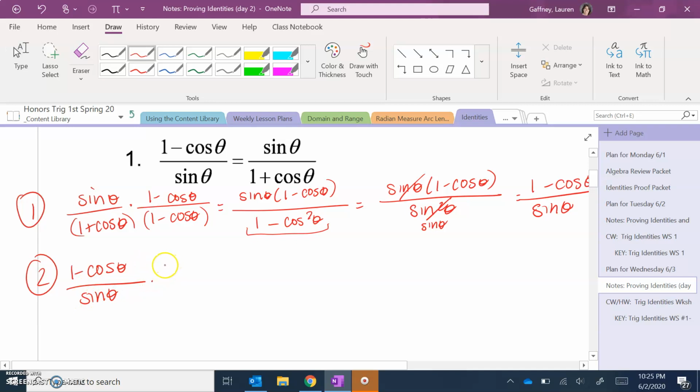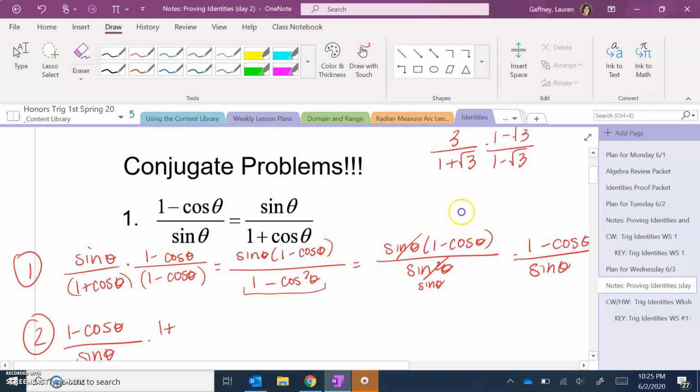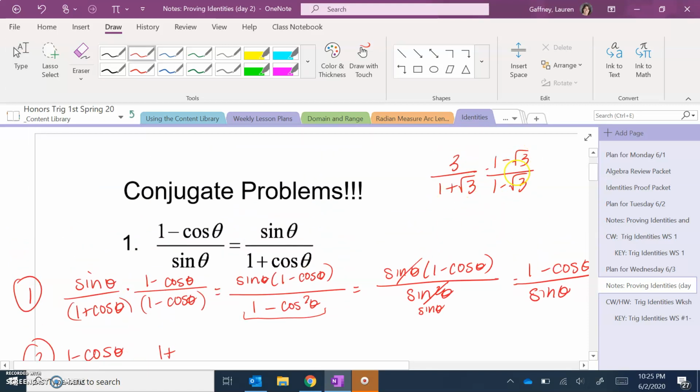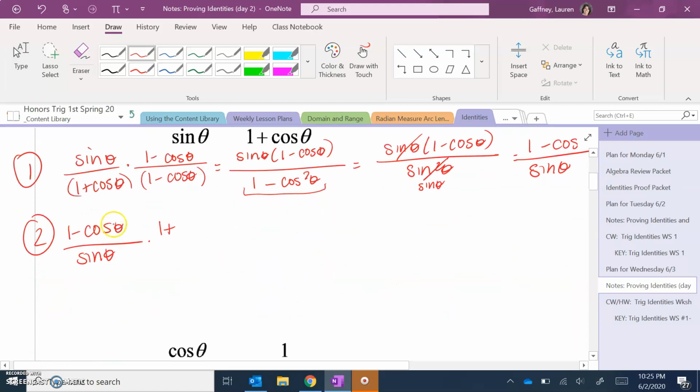So this way, my conjugate would be 1. Now, total side note, you're used to using a conjugate because of stuff you can't have in the denominator. Here, it doesn't matter if it's in the numerator or denominator. So here, my conjugate would be 1 plus cosine theta. Clearly, you can't get a conjugate of just a single piece.